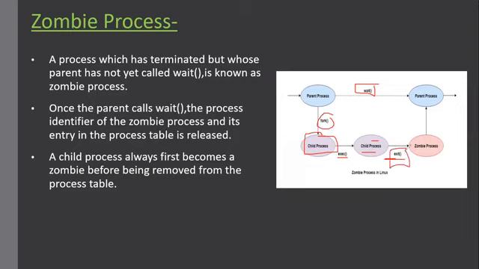And since it has executed the exit system call, it will become a zombie process. And once the parent receives this signal using wait, this process entry will be removed from the process table, and hence it will not be a zombie process now, and then the parent process will continue. Okay, so basically a zombie process is a process which has terminated but its entry is still there in the process table because its parent has not yet called the wait system call.